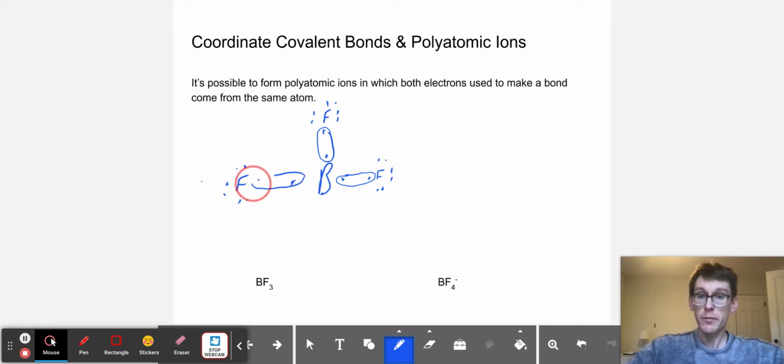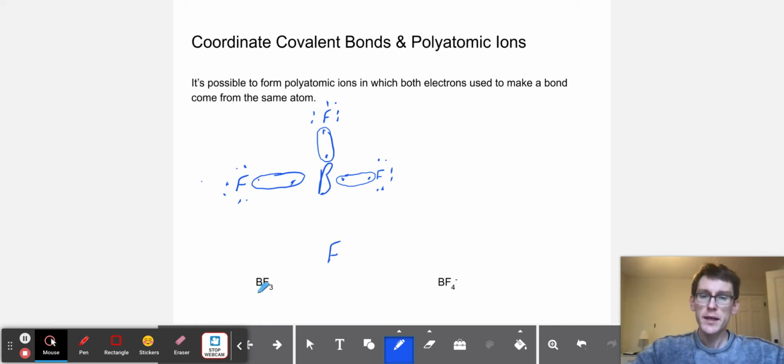Note that you can form BF3, no problem, but the boron does not have its octet. And this is a stable structure, although it is a substance that will react with anything that can provide extra electrons. And this is where we get to the concept of coordinate covalent bonding.